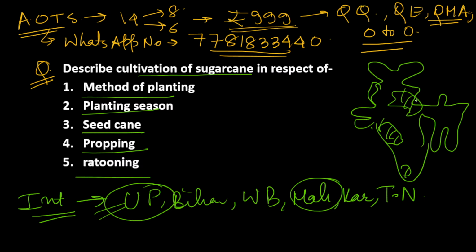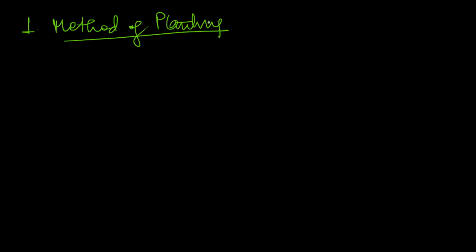Now let's move to the main part of the question, that is cultivation of sugarcane in respect of method of planting, planting material, seed cane, cropping and retaining. So first of all we will discuss method of planting. There are certain methods of planting of sugarcane. We will see those methods. The first method is the flat bed method.